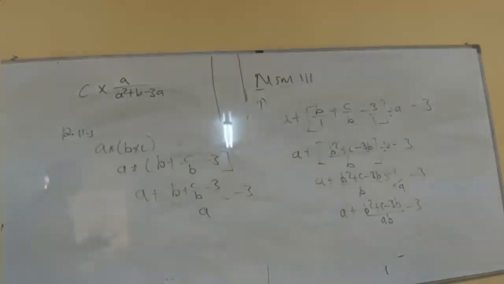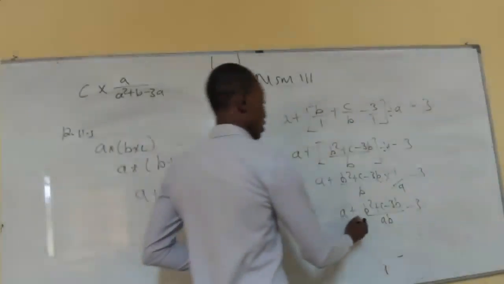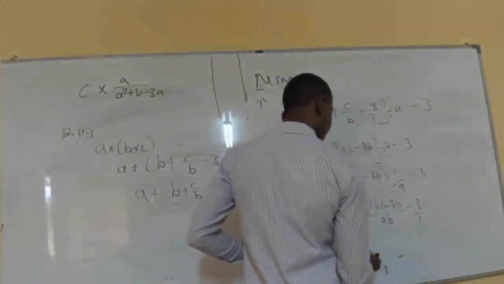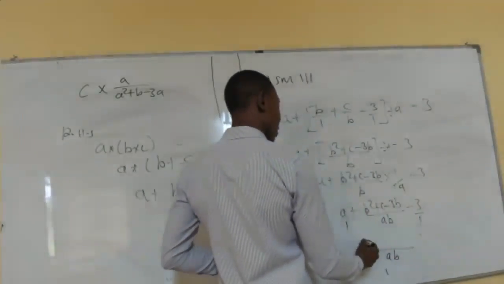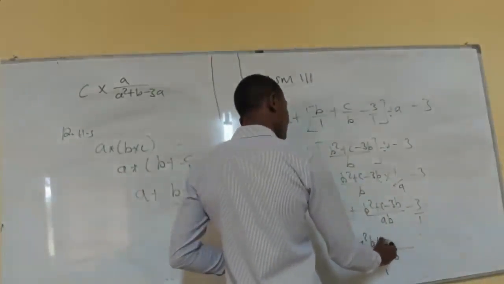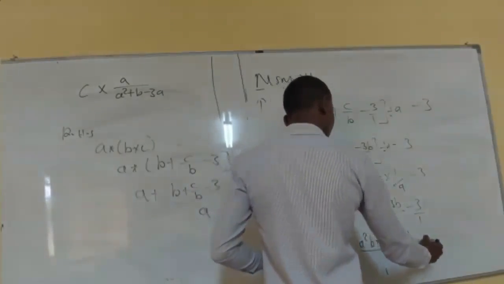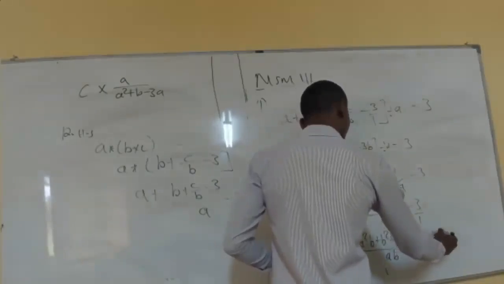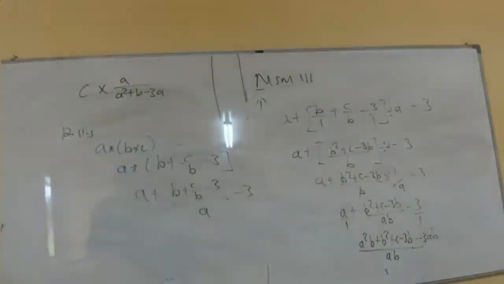Okay, so if we want, we can actually make this, using this as a common denominator, alright? So the final answer will become AB, then we have A squared B plus B squared plus C minus 3B minus 3AB, right? So that becomes your final answer. So that's the final answer we should get.